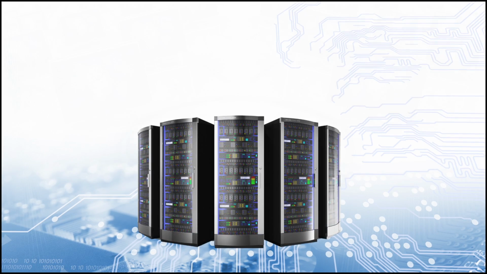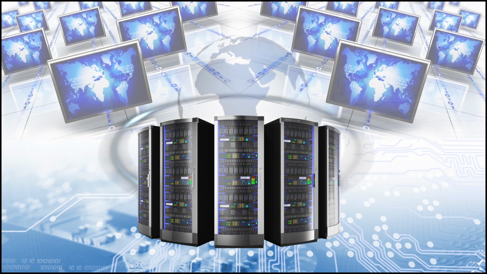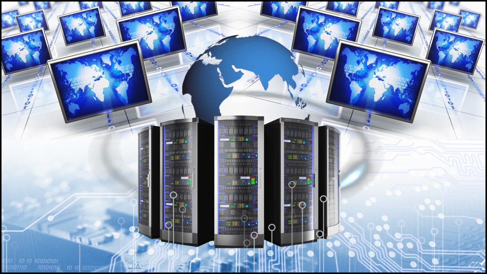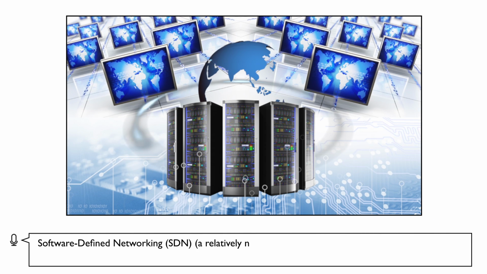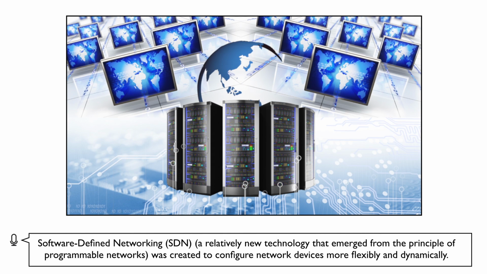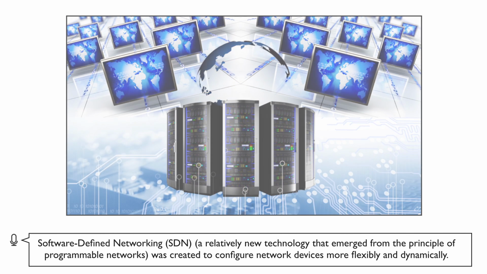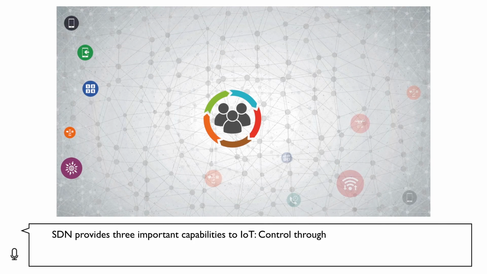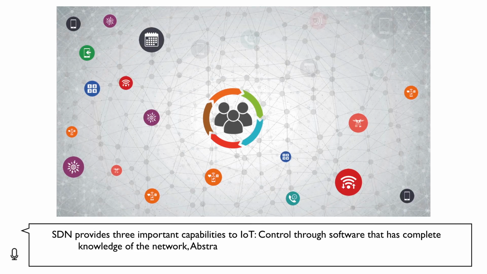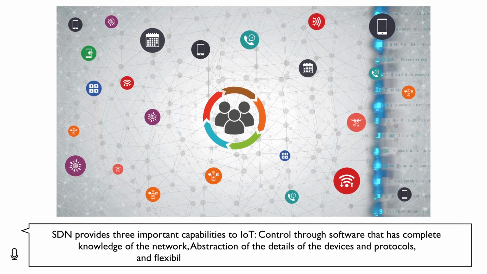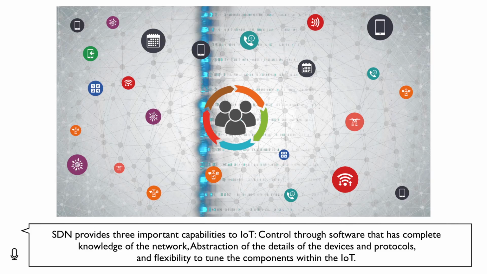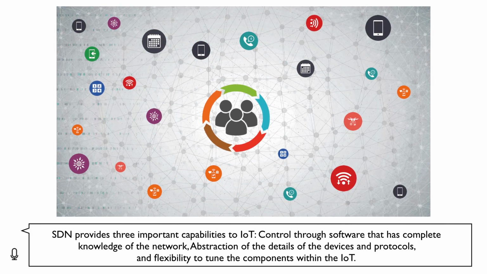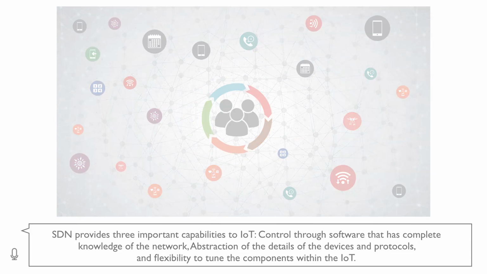Software-defined networking, SDN, a relatively new technology that emerged from the principle of programmable networks, was created to configure network devices more flexibly and dynamically. SDN provides three important capabilities for IoT: control through software that has complete knowledge of the network, abstraction of the details of the devices and protocols, and flexibility to tune the components within the IoT.